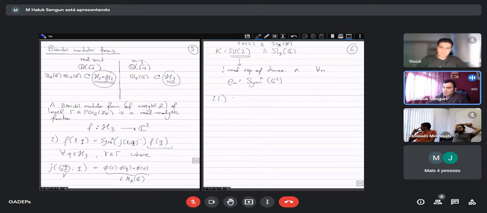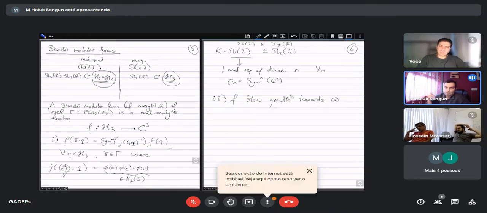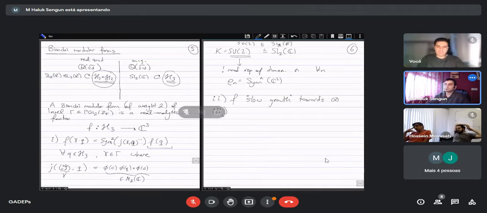So that's the transformation property, and the other properties are more or less similar. You want f to have slow growth towards infinity, towards the cusps. I'll leave it vague on purpose. At most polynomial growth. And of course you want an analyticity property, but we don't have holomorphicity anymore. We don't have a complex structure, so the best you can ask for is harmonicity. So f is harmonic.